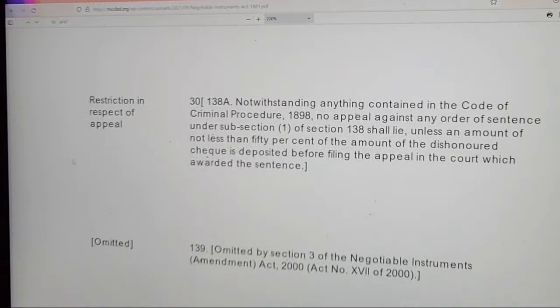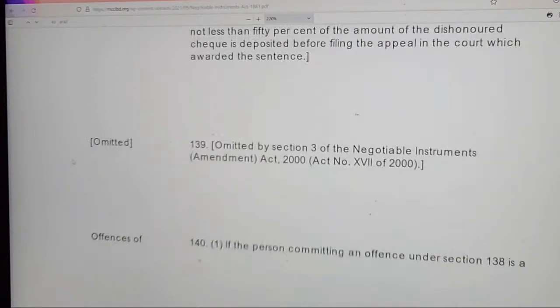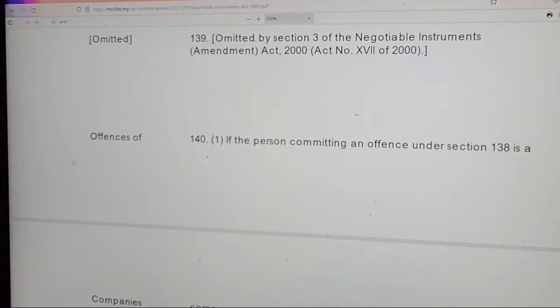Restrictions in respect of appeal. Notwithstanding anything contained in the Code of Criminal Procedure of 1898, no appeal against any order of sentence under subsection 1 of section 138 shall lie, unless an amount of not less than 50% of the amount of the dishonored check is deposited before filing the appeal in the court which awarded the sentence. 139 is omitted. Offenses by companies, 140.